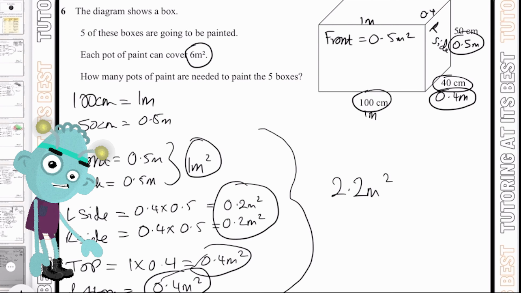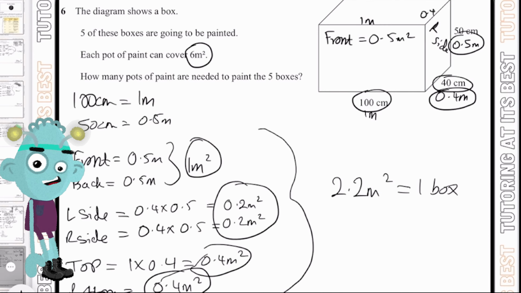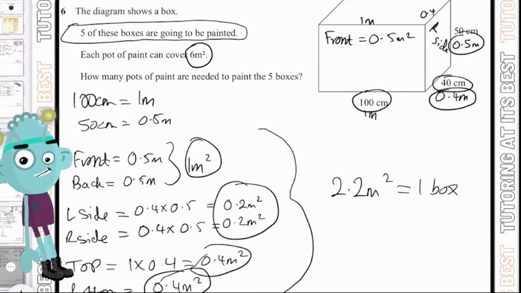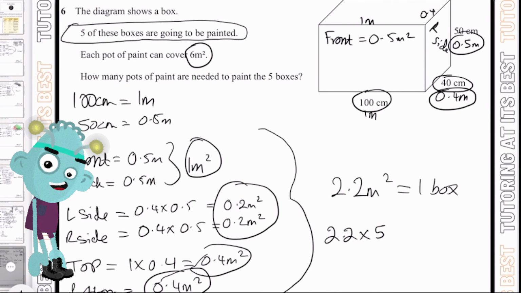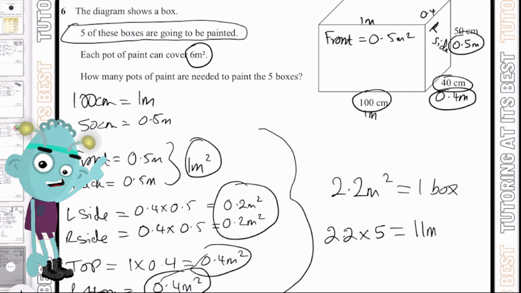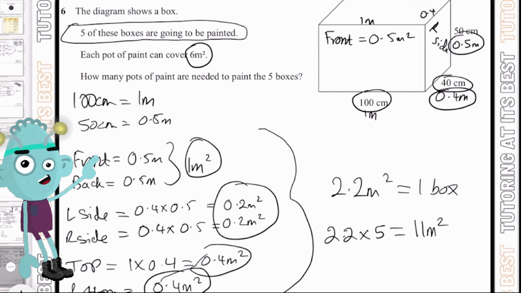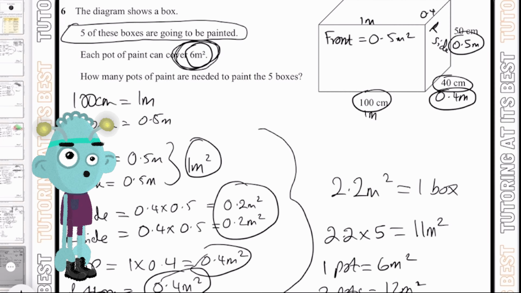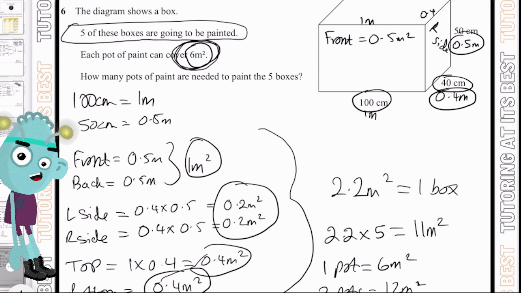We know that that is the area of 1 box. But the question states that 5 of these boxes are going to be painted. So we have 2.2 multiplied by 5 boxes, which will then give us 11 meters squared in total. So that means that we would need to paint 11 meters squared. However, it states that each pot of paint can cover 6 meters squared. So if 1 pot equals 6 meters squared, then 2 pots will equal 12 meters squared. And that's exactly by just doubling both sides.